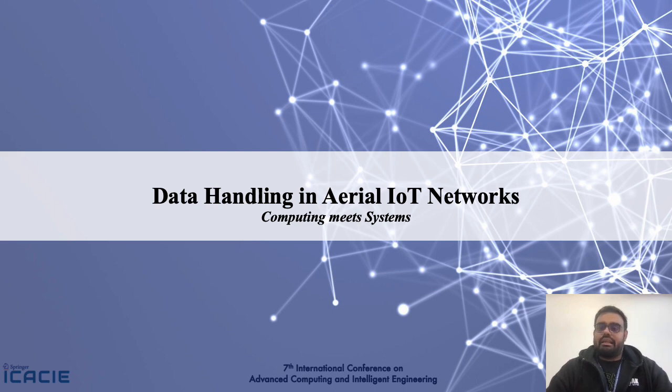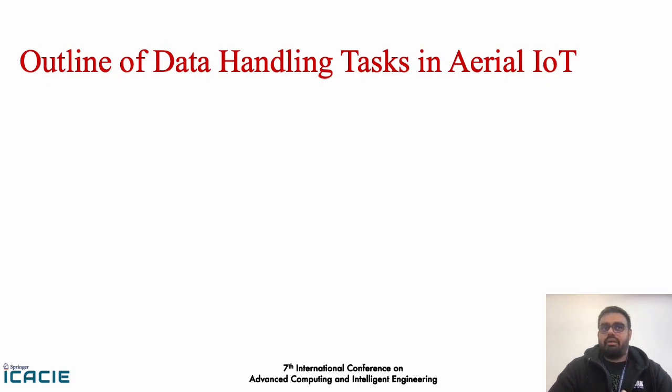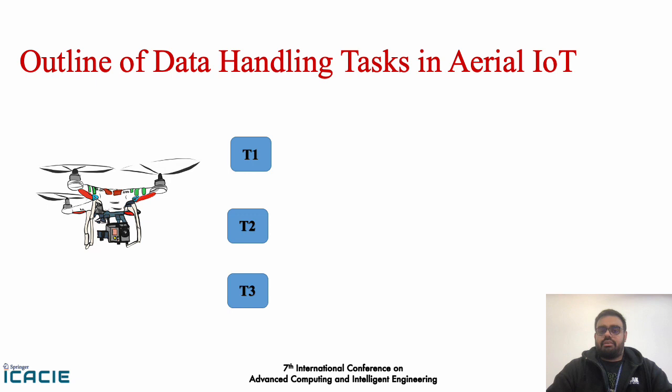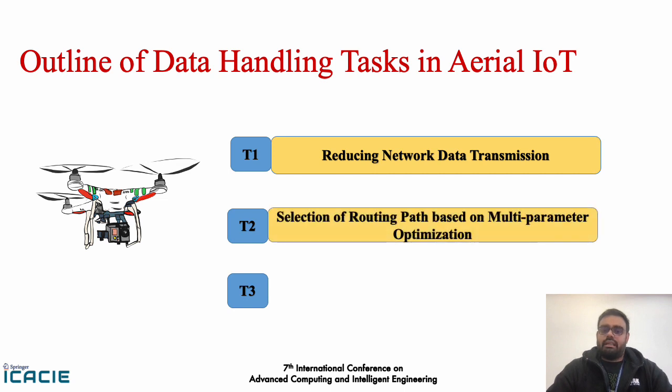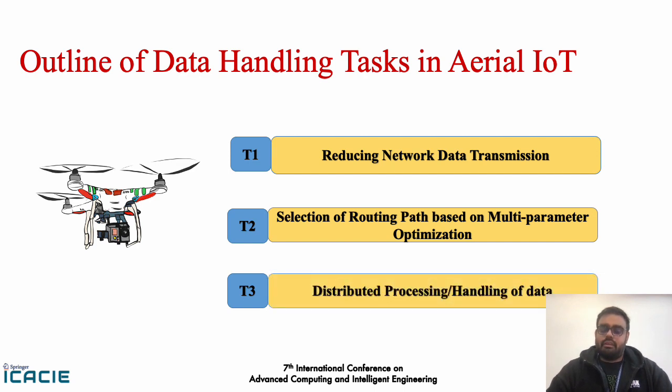Now, as data handling forms a core aspect of IoT, I'll take a few examples of how, through proper data handling in these aerial IoT networks, these approaches can be made more robust. This is computing meets the flying systems. I will take three different approaches that address one aspect each of data handling in these aerial IoT networks. The first approach deals with reducing network data transmission. The second approach deals with selection of routing path based on multi-parameter optimization. And the third approach addresses distributed processing or handling of data within the UAV network.